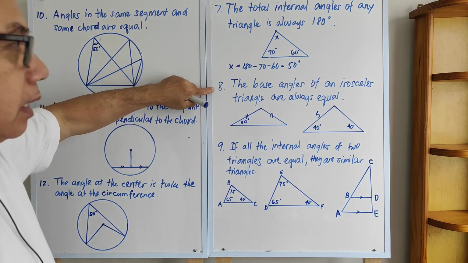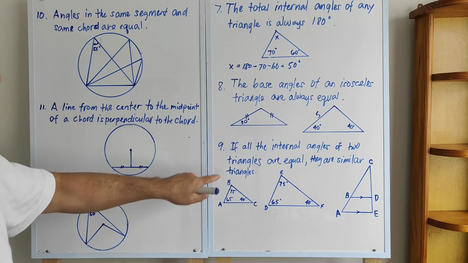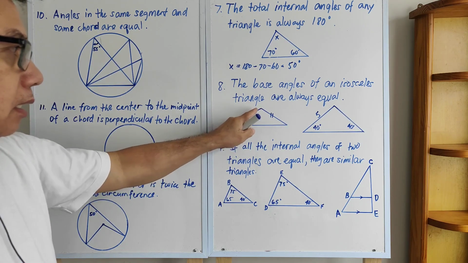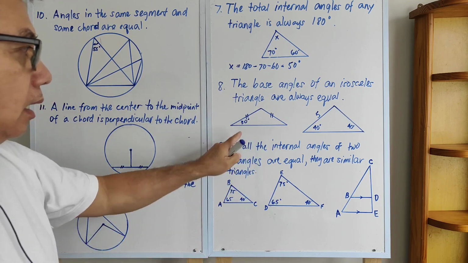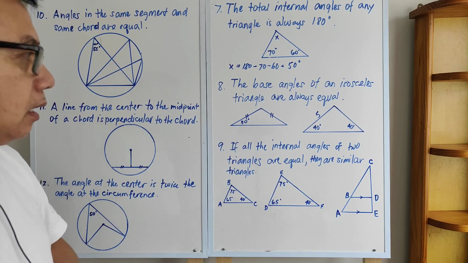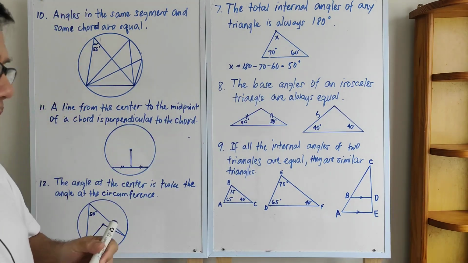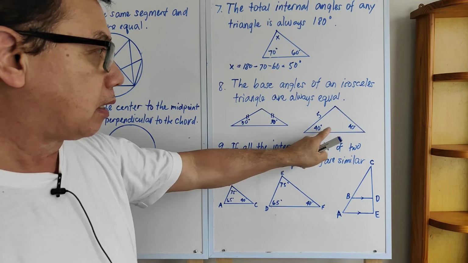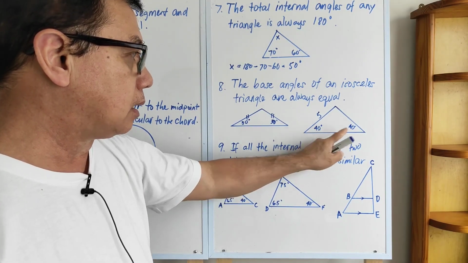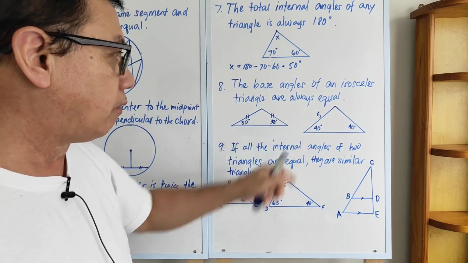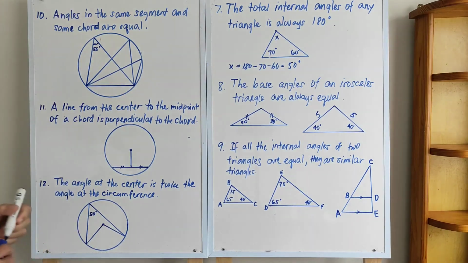Number 8, the base angles of an isosceles triangle are always equal. For example, we have an isosceles triangle, so this line is the same length as that line, and if we know one angle is 30, then the other angle will also be 30. In reverse, if you have a triangle with the same angle on its sides, and you know this length is 5, then this is also 5 units.